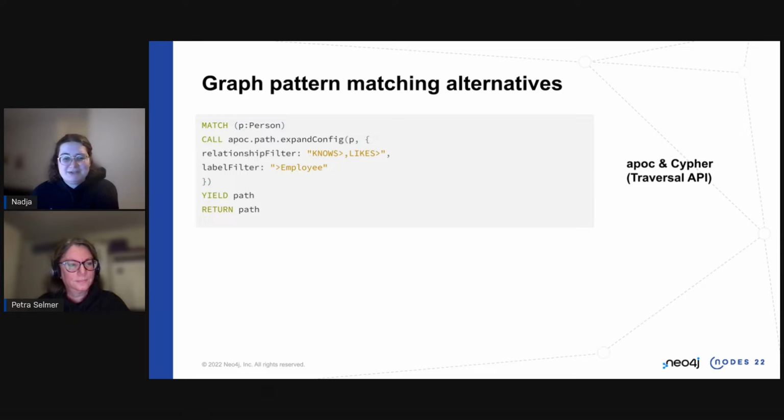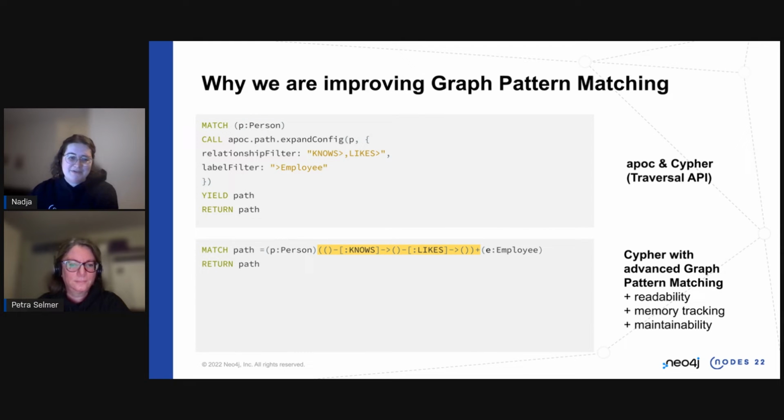The way we would like to go, and what we're working on currently, is to introduce quantified path patterns. And this will look like this, essentially. It looks very consistent with what you already have in the language. So we match a person, and then we define a relationship pattern that is going to be repeated. You can see this with the brackets and the plus sign at the end. And then eventually we'll reach an employee.